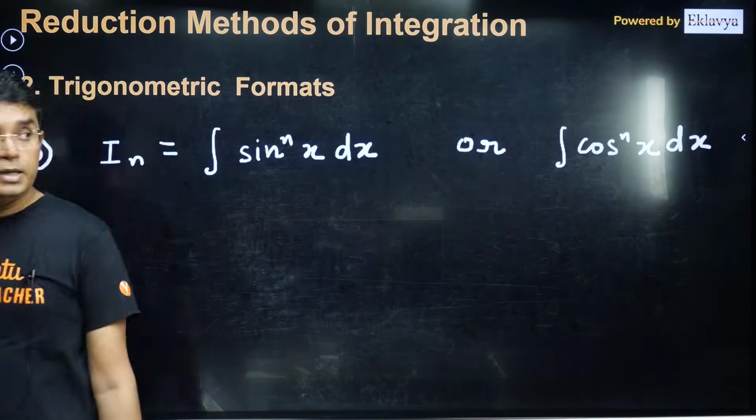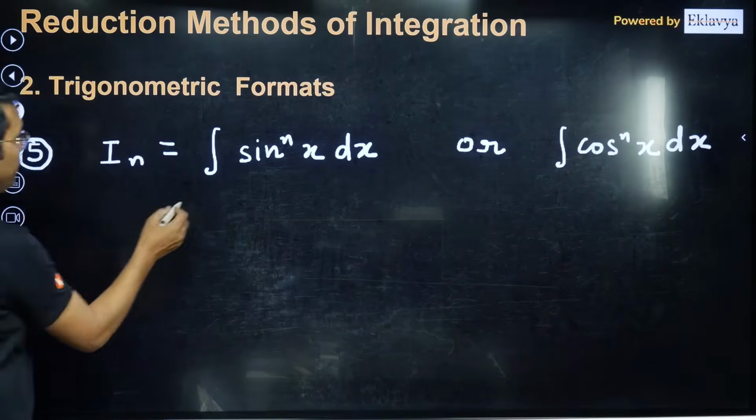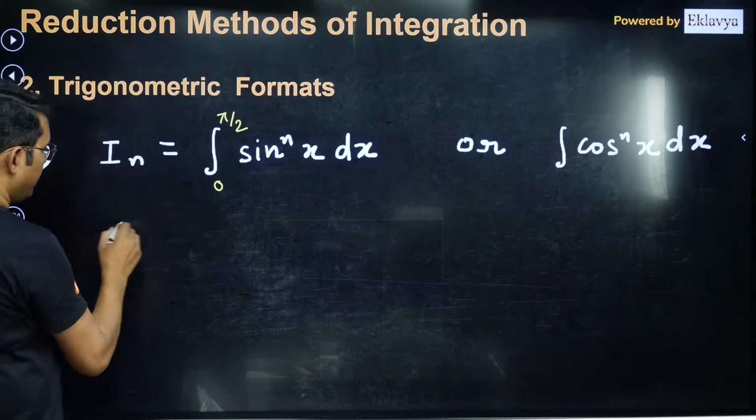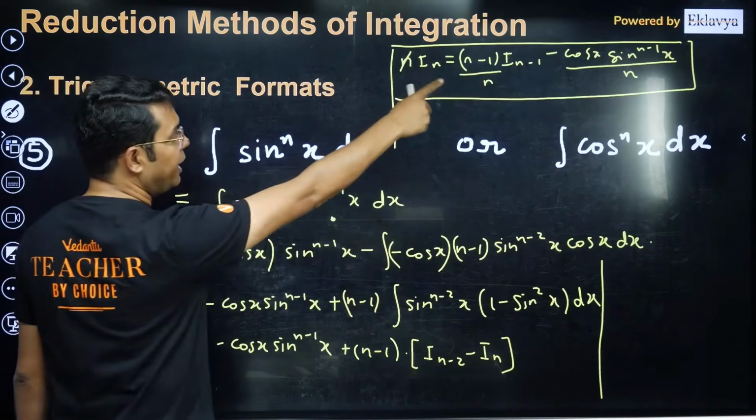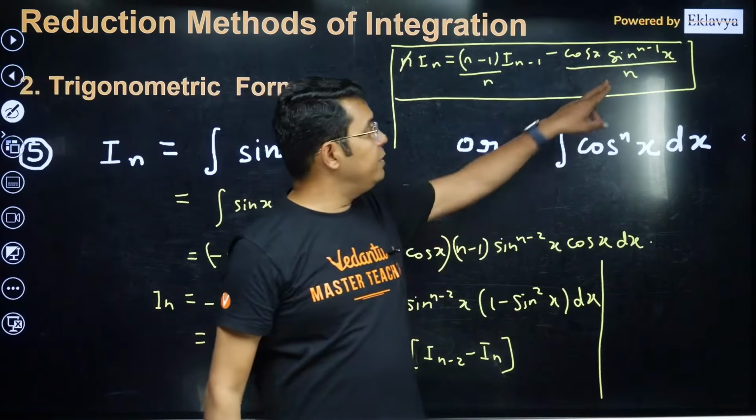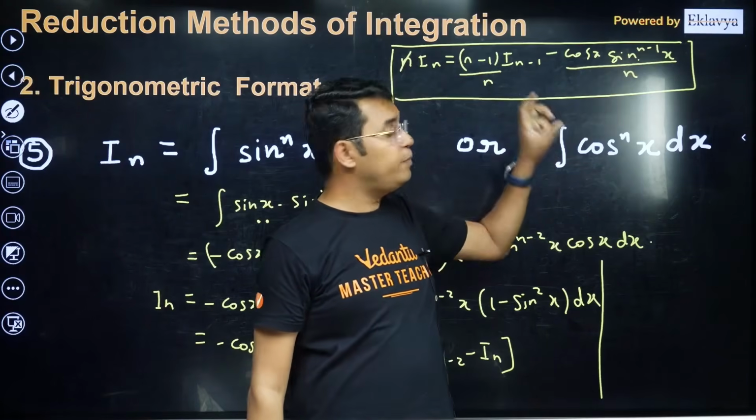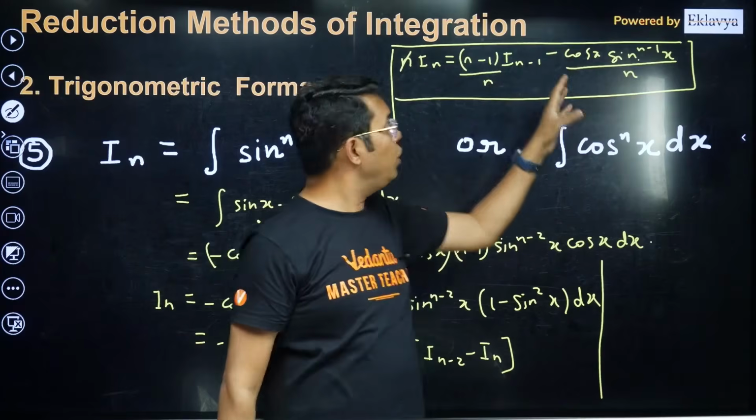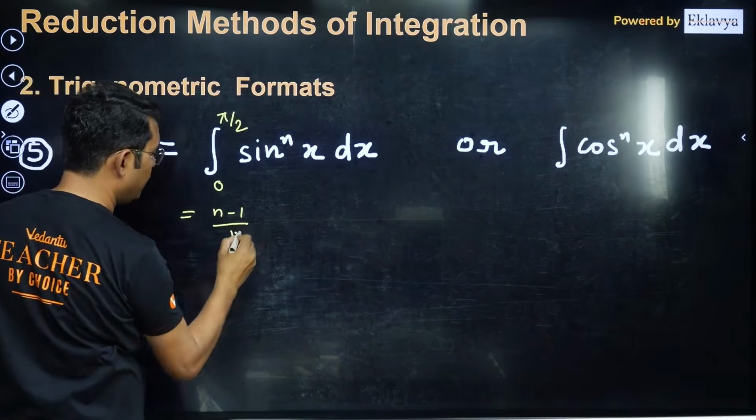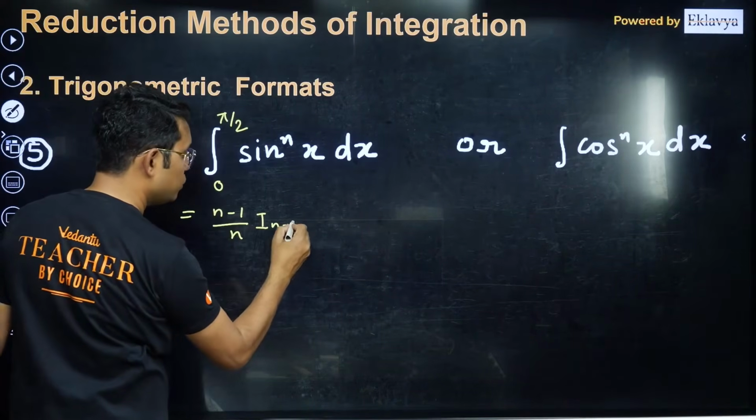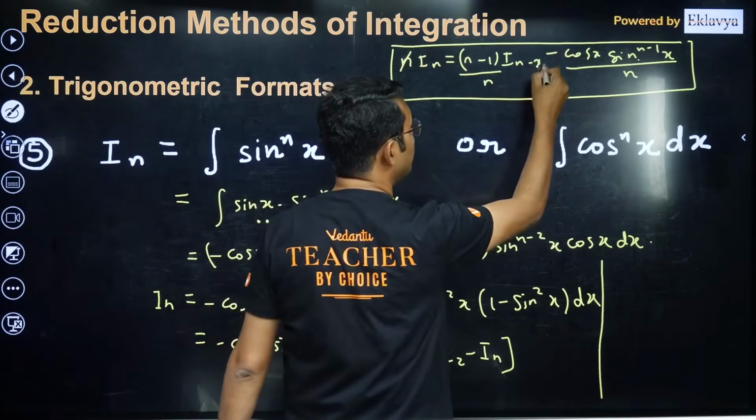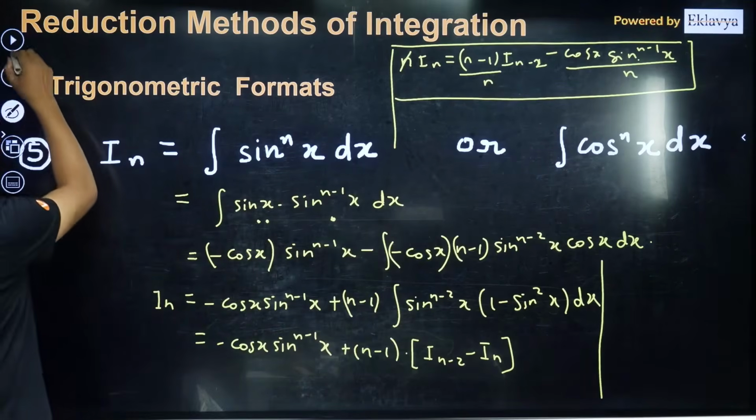And so the important result that I was talking about was when the limit is 0 to pi by 2. As I was saying, in is n minus 1 upon n into i(n minus 2). If the limit is from 0 to pi by 2, the limit 0 will make sin x 0, the limit pi by 2 will make cos 0, so this will go. So my in will be just equal to n minus 1 upon n into i(n minus 2). Oh, I have made a mistake here, the difference is 2. So in is coming out to be like this.